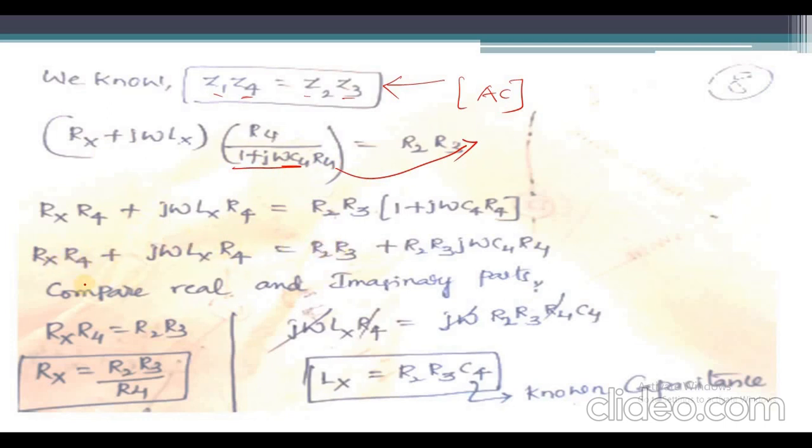imaginary parts. Here the terms which don't contain j are called real parts. So Rx R4 and R2 R3 are real parts. If you compare the real parts, you can get the unknown resistance. The imaginary parts are j omega Lx R4 and R2 R3 into j omega C4 R4. Both of these are the imaginary parts. If we compare the imaginary parts, after cancellation we can obtain the unknown inductance Lx, which is R2 R3 C4.